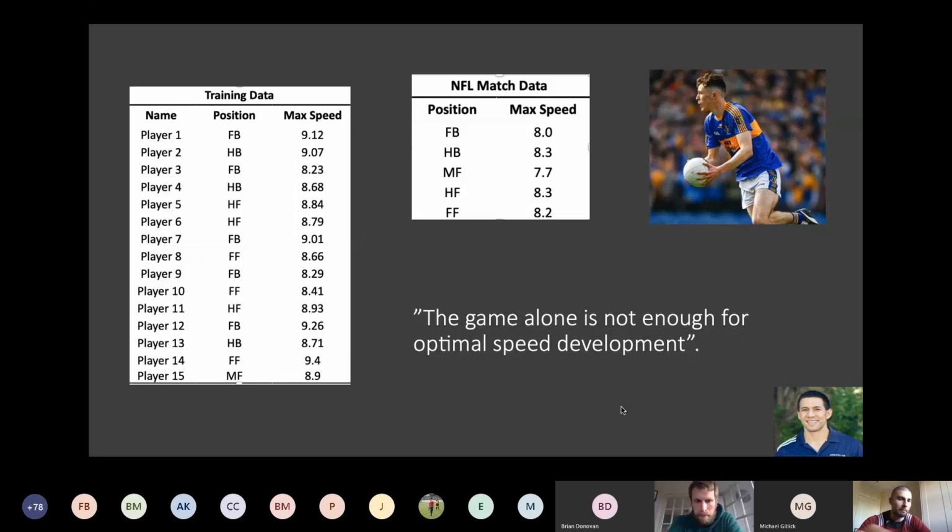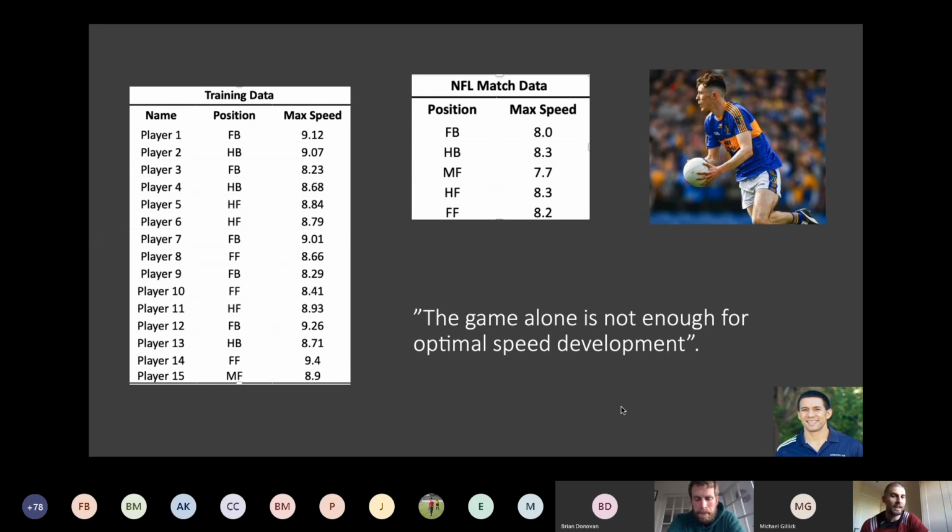Okay, on the right hand side we have the match data, so the numbers that the players hit on average across all the matches they played this year. And on the left is the average speed that those players hit in the trainings during this year. What we're going to see is that the max speeds in the match range from 7.7 meters through to 8.3 meters, depending on position. On the left hand side, the data ranges from 8.26 right through to 9.4 meters per second across the positions again. But what we're seeing here is that the players are hitting far higher speeds in the training session than they're exposed to in the match, even though the match is quite high speeds.